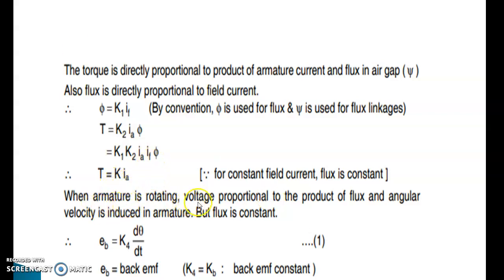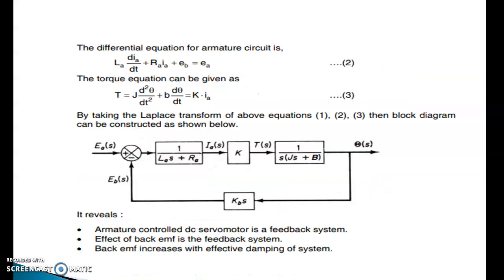When the armature is rotating, a voltage proportional to the product of flux and angular velocity is induced in the armature, but flux is constant. Eb is equal to K4 d theta by dt, where Eb is the back EMF and K4 is equal to Kb, the back EMF constant. The differential equation for the armature circuit is La di by dt plus Ra Ia plus Eb is equal to Ea, equation number 2. The torque equation can be given as T is equal to J d square theta by dt square plus B d theta by dt plus K into Ia, equation number 3.